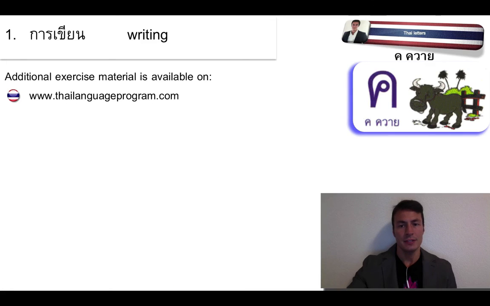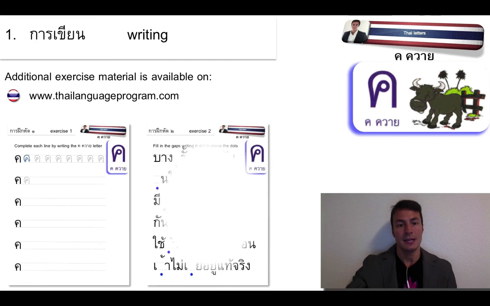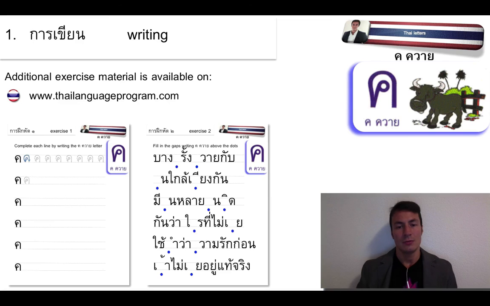All right. If you're interested in doing additional exercises on this particular consonant, feel free to sign up for the free forum access, after which you are allowed to access and download all exercise material available on thailanguageprogram.com. For this lesson, it will be ควาย exercise sheets for how to handwrite the consonant, and then how to write it within a text fragment with different gaps where you can fill it in, in order to learn how it actually fits in terms of extent within a text fragment.